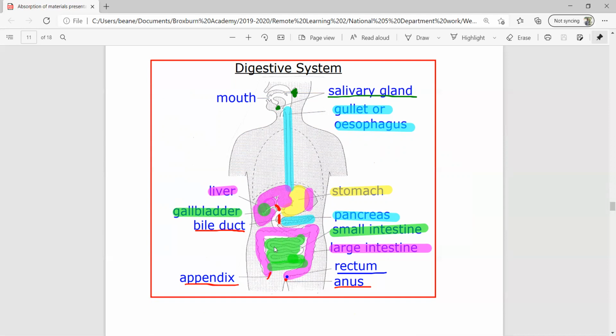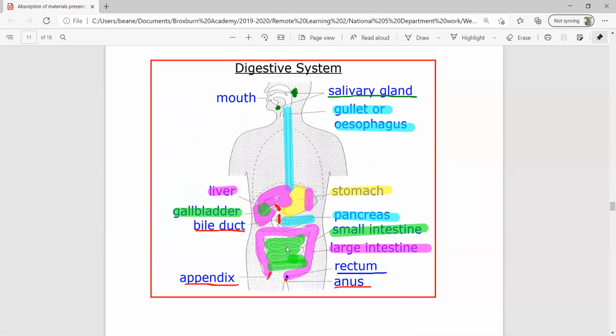The key part of the digestive system that we need to focus on is in the small intestine. This is where the absorption of our food and nutrients takes place. So the contact between our digestive system and our blood is here.